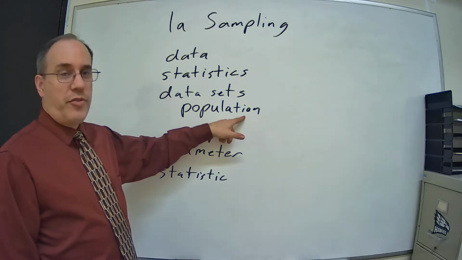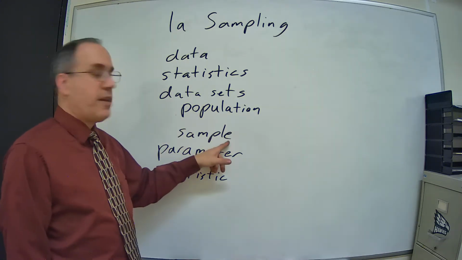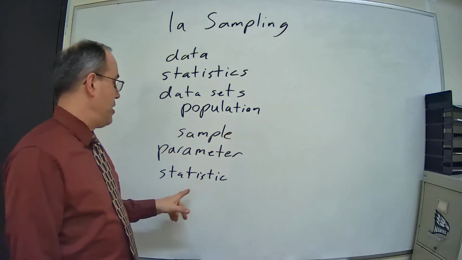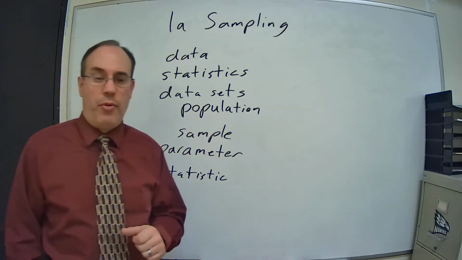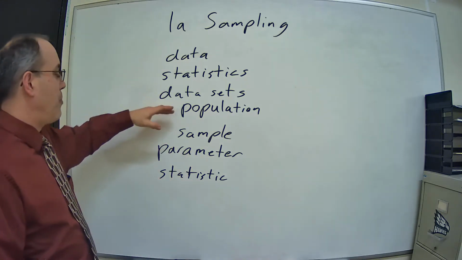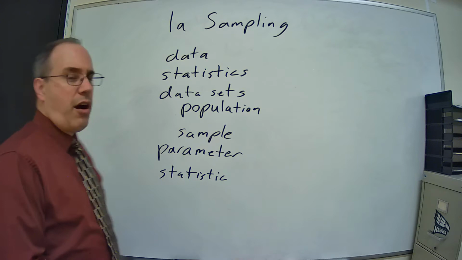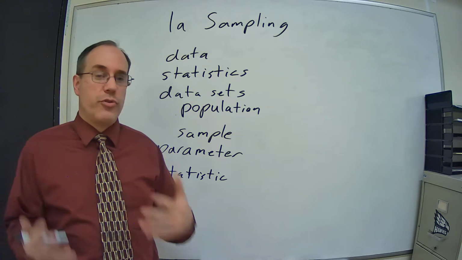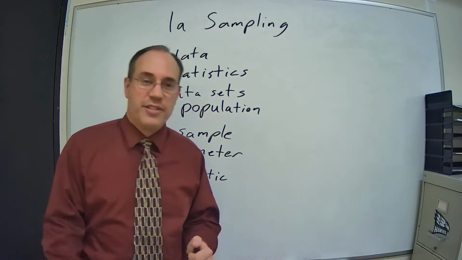Population, all items of interest. Sample, a subset of the population. Parameter describes a population. A statistic describes a sample. These four terms, population, sample, parameter, statistic, are critical to remember. We need to know those. You will use those all throughout a study of statistics.